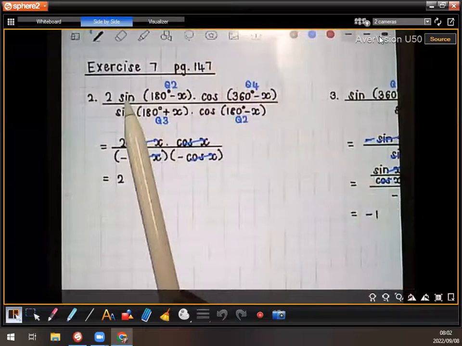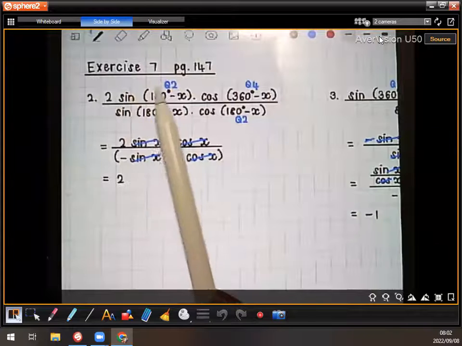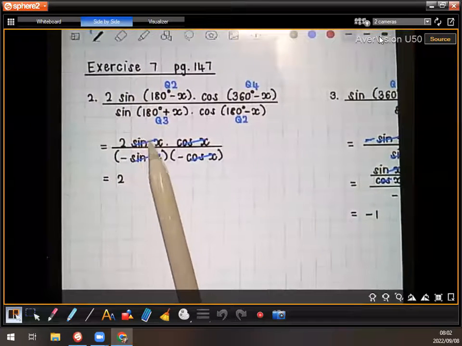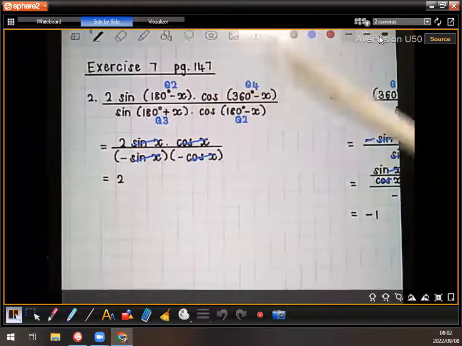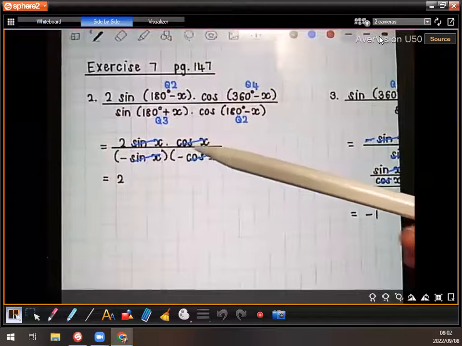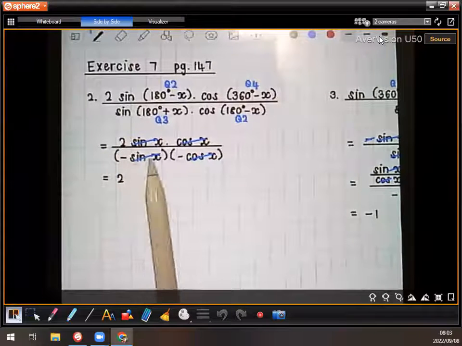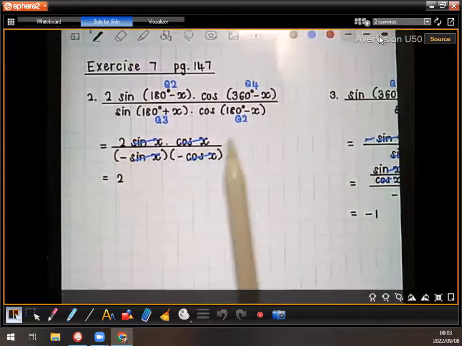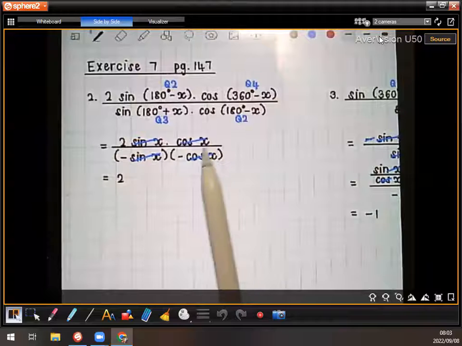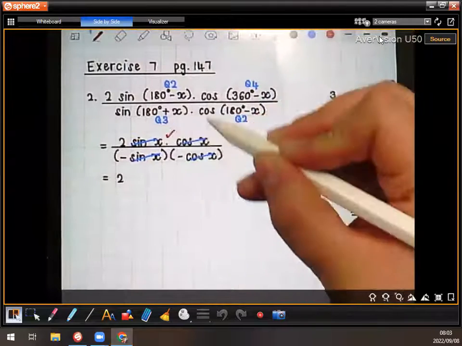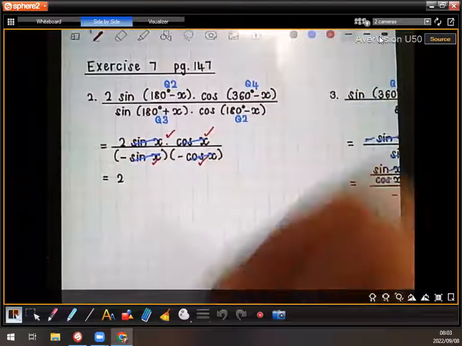Then you ask yourself, what sign does sine have in the second quadrant? Positive, right? So that just becomes positive sin x. Cos in the fourth quadrant is positive, so that just becomes positive cos x. Sine in the third quadrant is negative, so you change that to negative sin x. And then cos in the second quadrant is also negative. So that line would have been worth 4 marks, right? 1, 2, 3, 4.